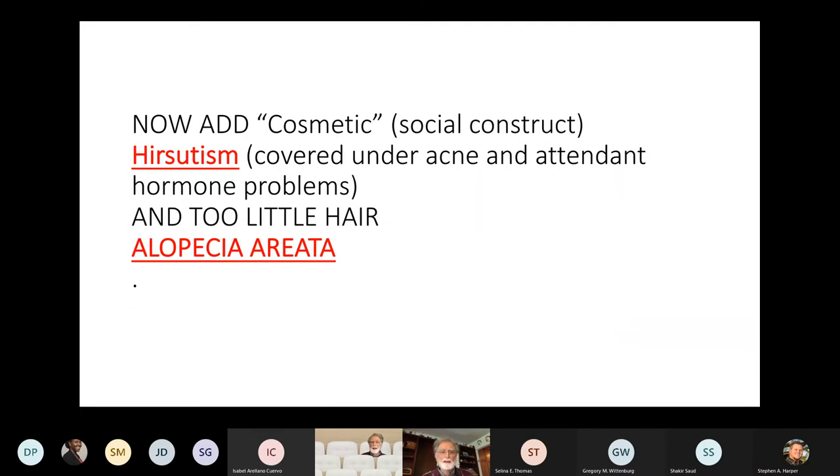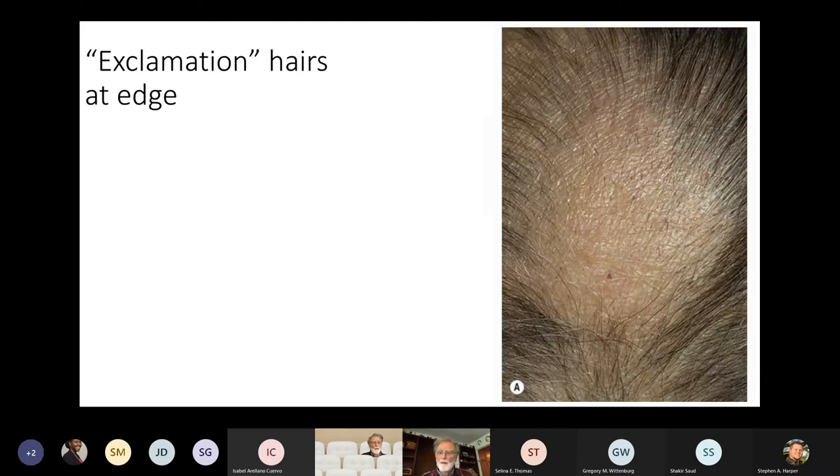And then, besides the mechanical, let's add the purely cosmetic: too much hair and too little hair. So hirsutism, I'm going to cover when we do acne, because there's a lot of other skin problems that come with hirsutism and acne that I'll talk about. And then too little hair. Mainly alopecia areata, which is stress related, fairly common. Exclamation hairs at the edge of the bald spot can be temporary.